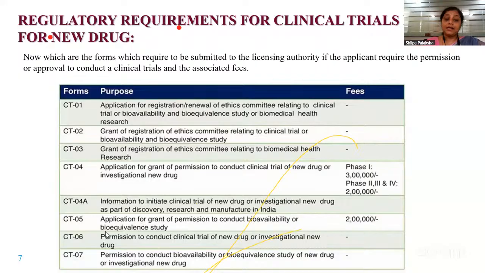But this ethics committee should be registered, and the registration usually happens for a valid period of 5 years. Okay. So the grant of registration of the ethics committee will be done through the CT02 form. After granting it, there is CT04, which is an application for permission to conduct a clinical trial of a new drug, especially phase 1. And it includes the financial part also.